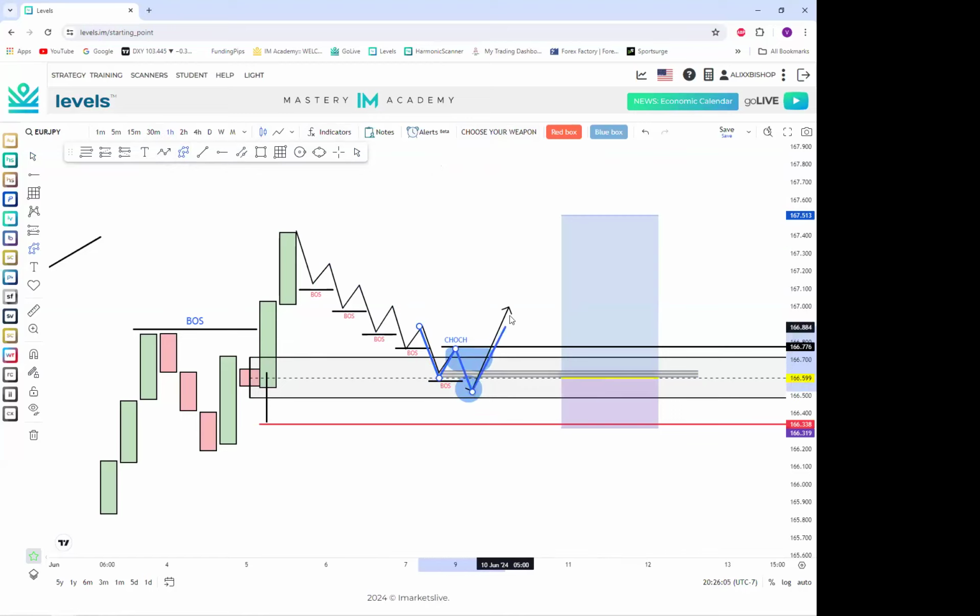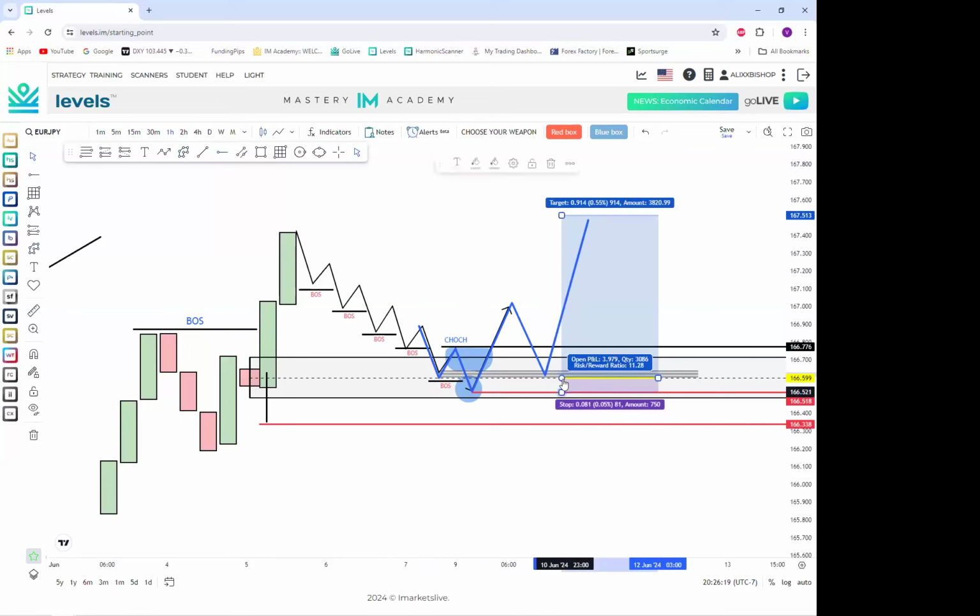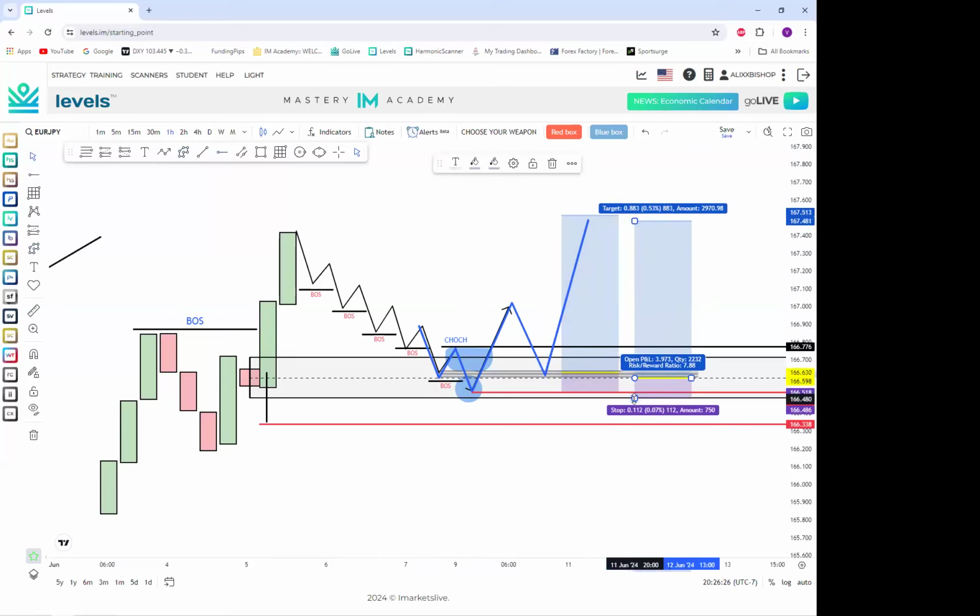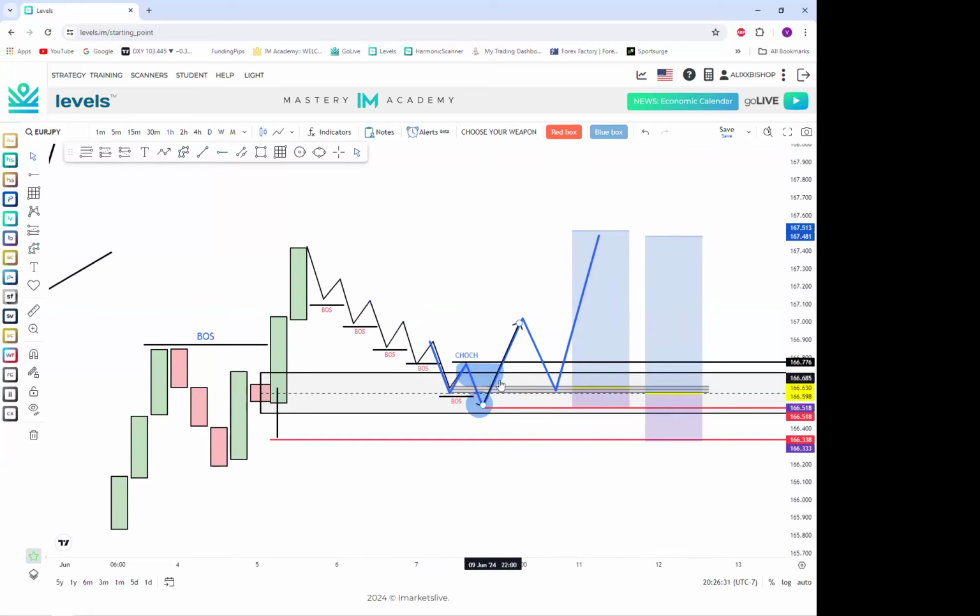We finally get the change of character, guys. Now we can use this zone here to continue buys. Now, where would I put my stop loss? Your stop loss is going to be this new low here. And you can go ahead and tighten that up. So now, instead of having something that looks like this with a wider stop loss, you can go ahead and focus on the structure that's right here. Does this make sense, guys? Boom.